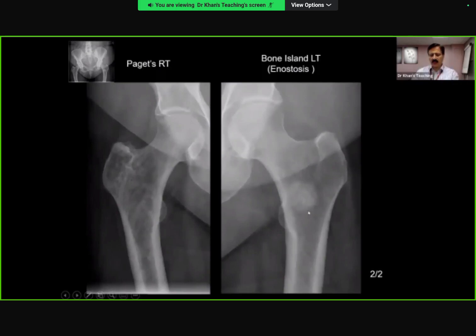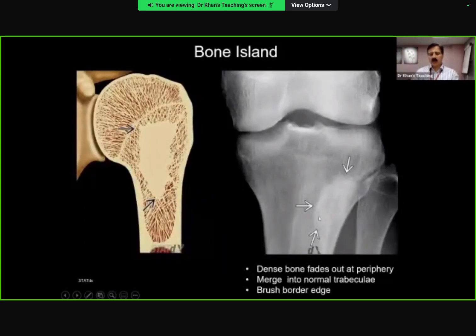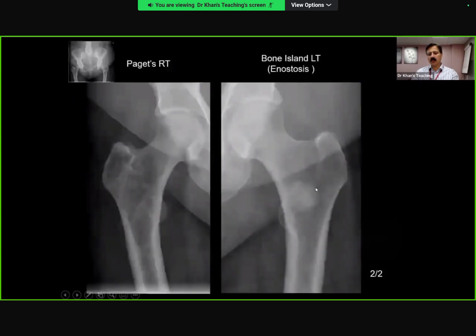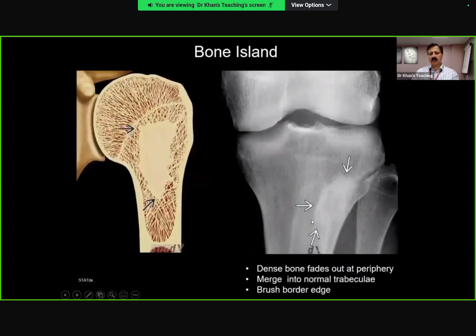And you are talking about what it is. It's a bone island. And the key finding is that in a bone island, look at this from StatDx, and these three things you have to remember. Dense bone fades out at periphery, and they merge into normal trabeculae, and brush border edge. So brush border edge is this. It's a key finding, which even here in your case, you can see this brush border edge. So bone island has come in the exam, and this thing is what helps you.